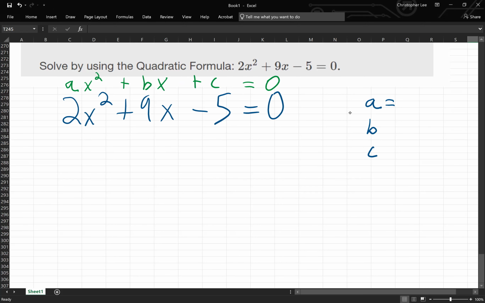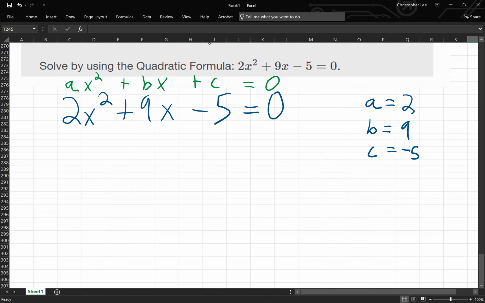So somebody tell me what A is, what number would represent A? 2, very good, right? What about B? What number represent B? 9, very good. What about C? -5, perfect. Is there any questions about finding A, B, or C? We good? Michael Jackson would be so proud. A, B, C.